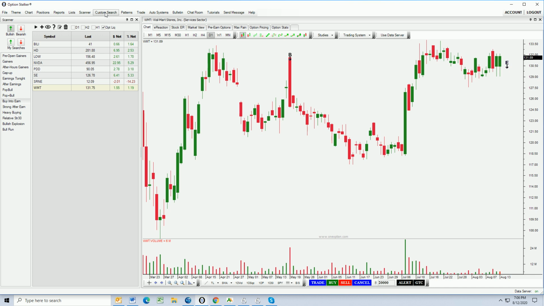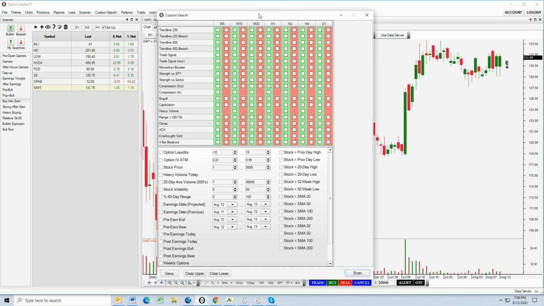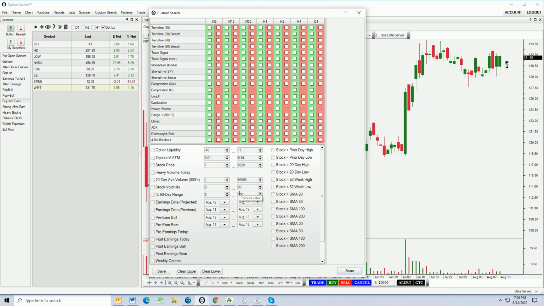So I went into custom search and I was looking for something in particular. Now we can search for stocks that are near the 52-week low. We can use this percent 60-day range. I also took a look to see if there were any stocks that I wanted to trade that were under $20, thinking that maybe we just buy some stock that's grinding higher. That would be possible as well. But we have to have options with decent liquidity. So we're going to go to an option liquidity of 1 right here.